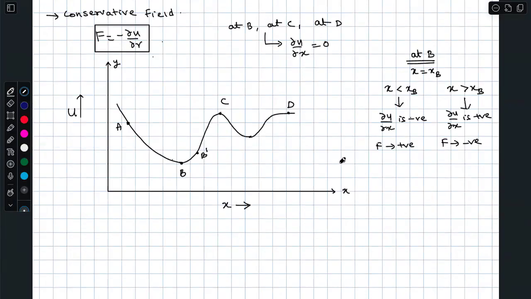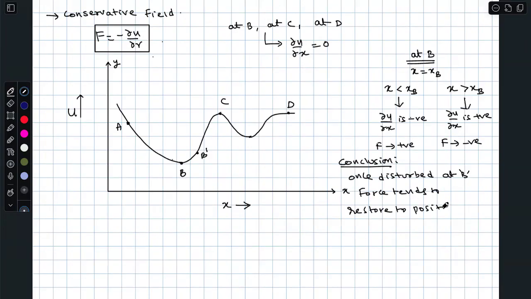So what is the conclusion? The conclusion is, once disturbed at B, force tends to restore it to position B, XB. Any doubt in this?